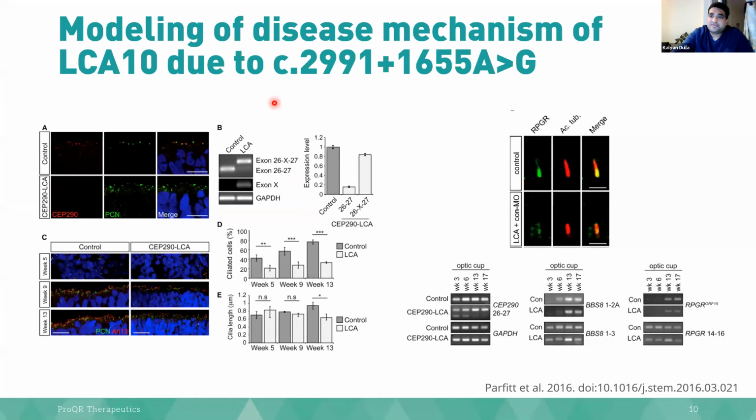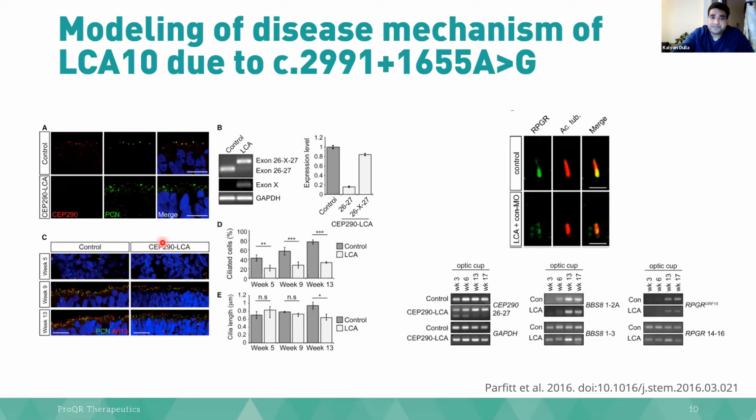Here, they have generated organoids from a healthy volunteer and a subject homozygous for the CEP290 2991 mutation. I will briefly walk you through the data. Let's start with the RNA measures. In control organoids, all the pre-mRNA was spliced into wild type as expected. However, in LCA organoids, most of the mRNA contained the pseudoexon, and the level of wild-type mRNA was very low. Next, as expected, in control organoids, CEP290 protein is present and co-localizes with pericentrin at the connecting cilium. And in LCA organoids, CEP290 protein was missing.